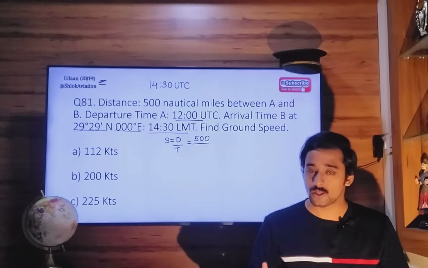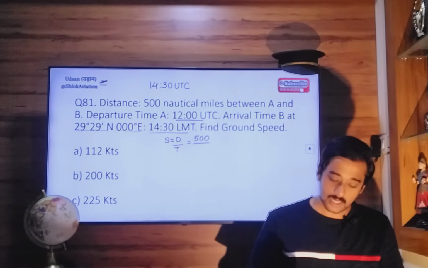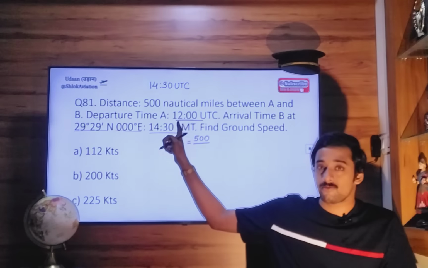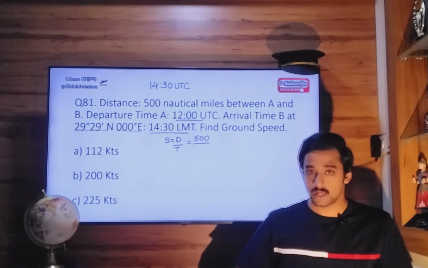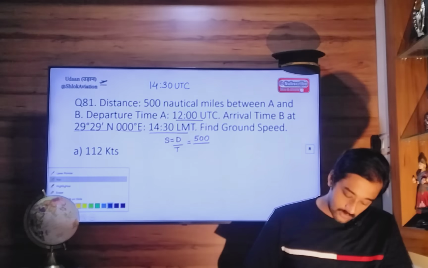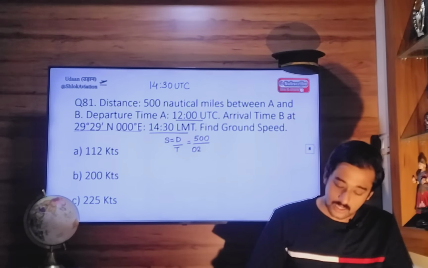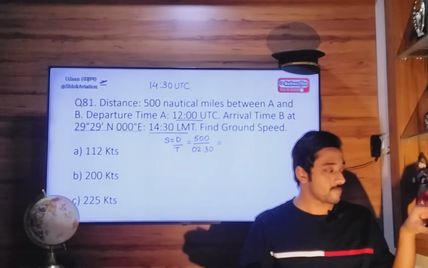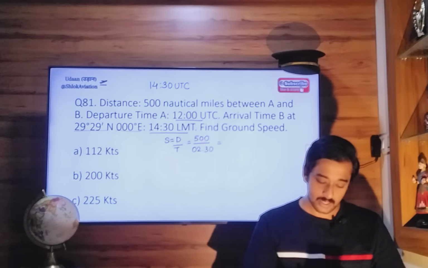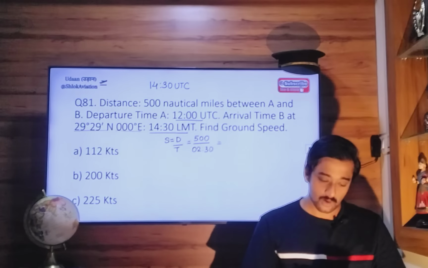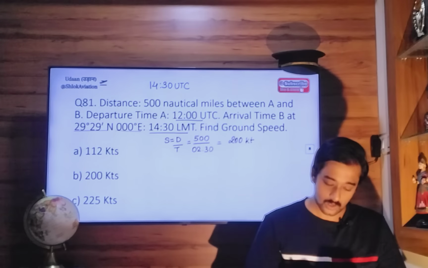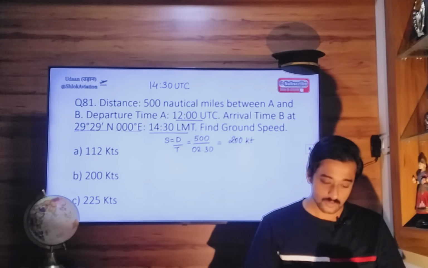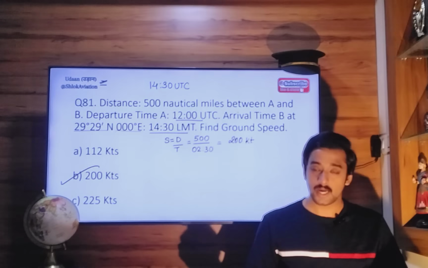Okay, 1430 UTC. Now, what is the time difference between 12 and 1430? It is 2 hours 30 minutes. So the flight time is equal to 2 hours 30 minutes, 2.5. So speed will be 500 divided by 2 hours 30 minutes, which is equal to 200 knots. Okay, so Bravo is the right answer.